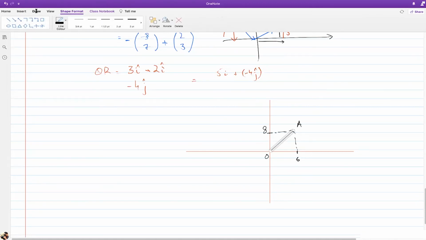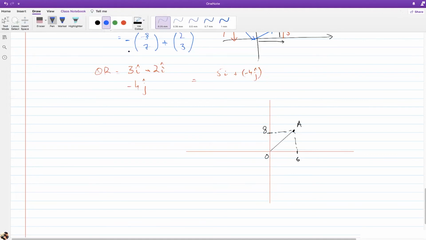Now that line OA, what is its length? So मैं ये कह सकता हूँ कि आपने यहाँ से O से A जाना है. You're going 6 steps in I, basically 6 steps to the right, plus 8J. That is the vector. So this length is 6 and this length is 8. And you see that this is a right angle triangle, right? So I'll simply apply the Pythagoras formula or Pythagoras theorem. So OA square is 6 square plus 8 square, which basically tells me that OA is square root of this 6 square plus 8 square.